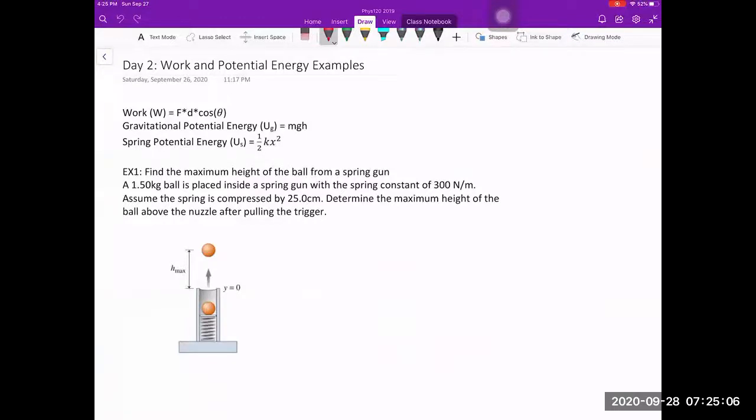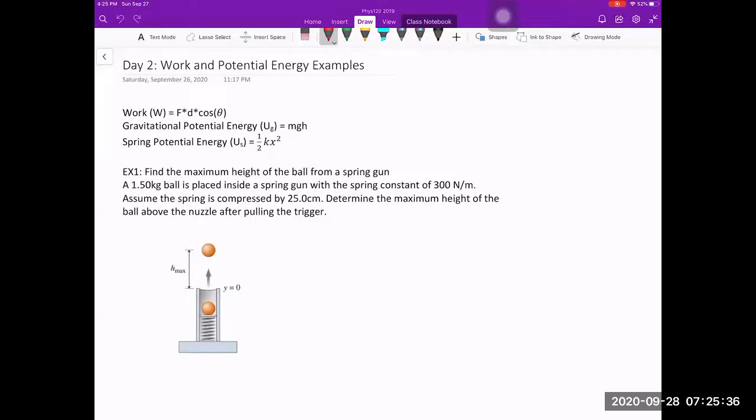Okay, here let's look at some examples of work and potential energy. In a lecture, we defined potential energy, and it is actually the work due to some conservative force, where a conservative force is a force whose work done only relates to the position. It doesn't matter what path it took to reach the position.